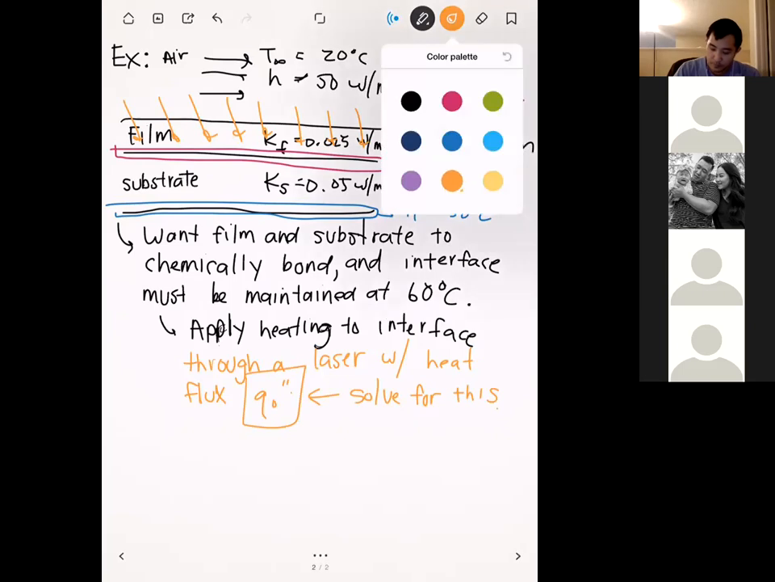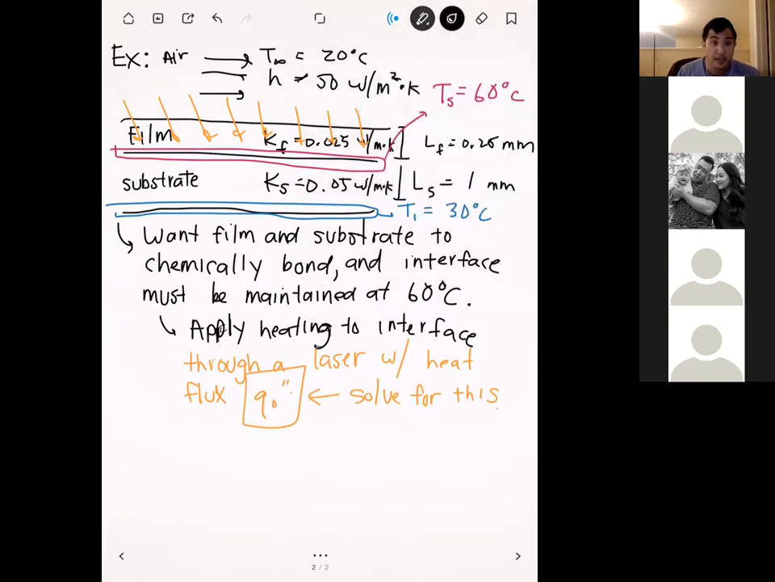So in this example, there's kind of a lot going on. We have basically three different mediums: the air on top, the film, and the substrate. This would be a really difficult problem to solve with the heat equation, just because there are several different materials. But this is a lot simpler to do with a thermal circuit. So our first step in this problem is going to be to actually draw out that thermal circuit.